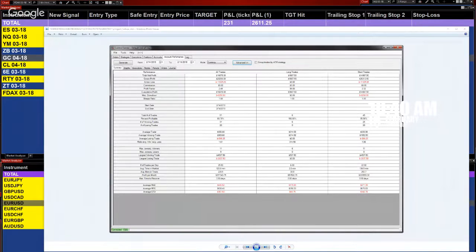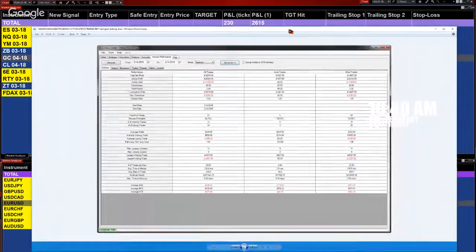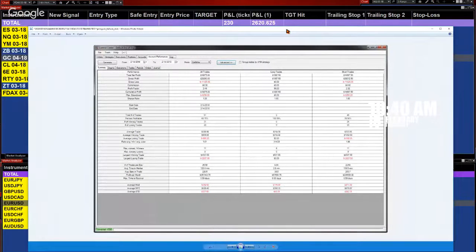This is one of our traders. He just sent it to me, and he nailed total profit. I'm not going to go through details.